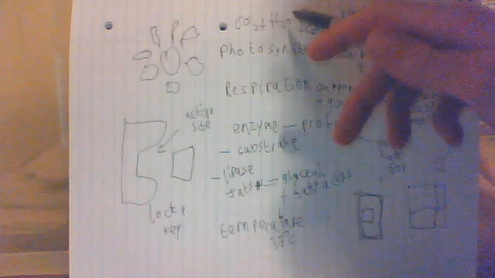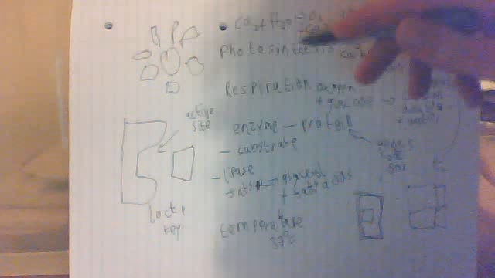Right, okay, so first of all I've brought you up here the chemical symbol equation for photosynthesis. So it's the conversion of carbon dioxide and water into oxygen and glucose.